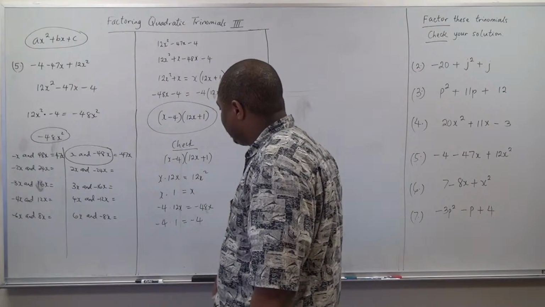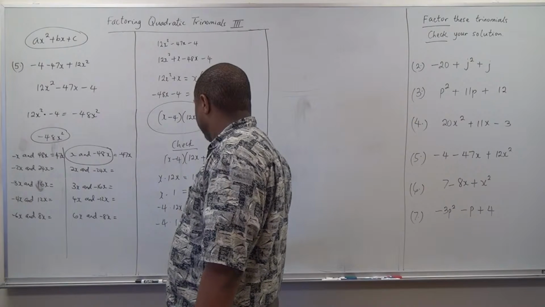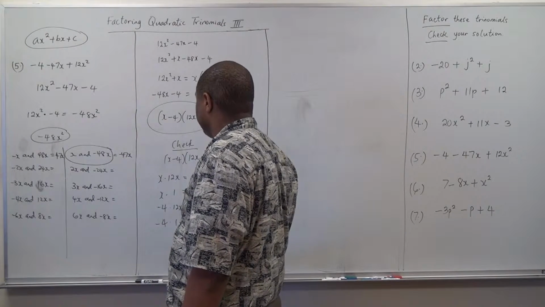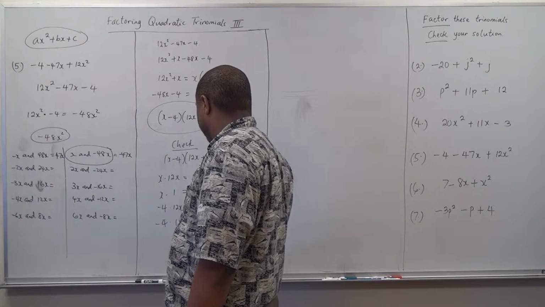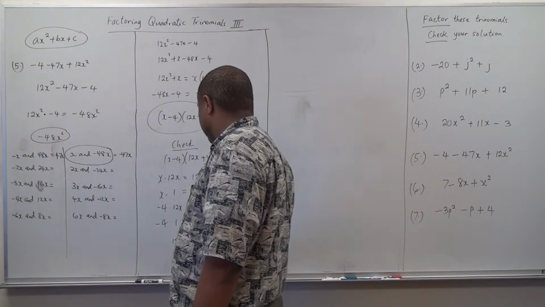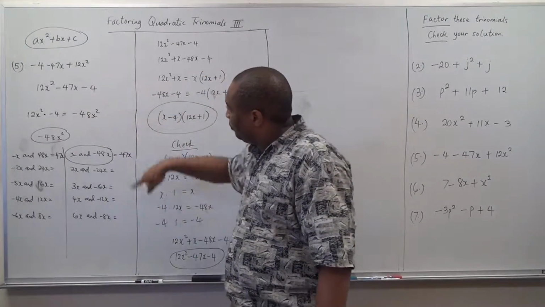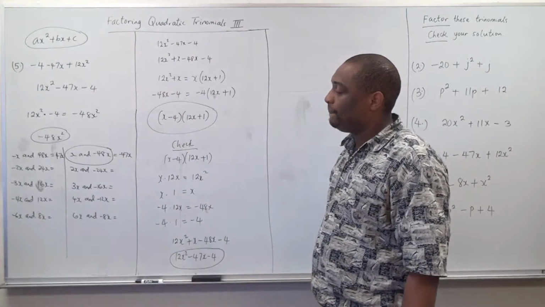So you now write as is. This is 12x squared plus x minus 48x minus 4. So this is now 12x squared minus 47x minus 4. And that becomes what you got initially. Right? Hope you understand it.